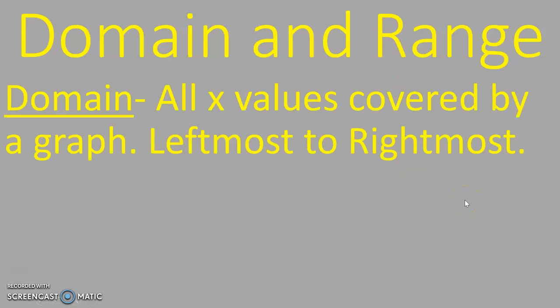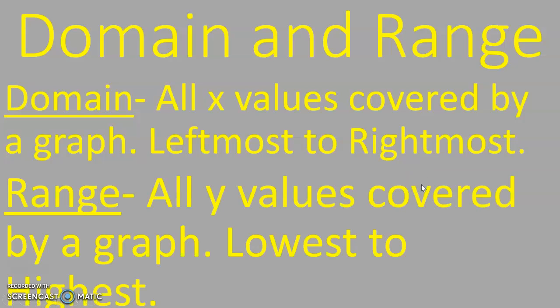Now, domain and range is also a concept that's used in algebra with graphs. And the square root graph is probably the best one to illustrate domain and range. Domain, from a graphical standpoint, is all x values covered by a graph. And you can think of it as leftmost to rightmost. So what are all the x values that you possibly see for a graph, and you have to consider if the graph were to continue forever. The range would be all y values covered by a graph. And since the y-axis is vertical, you can think of that as lowest to highest.